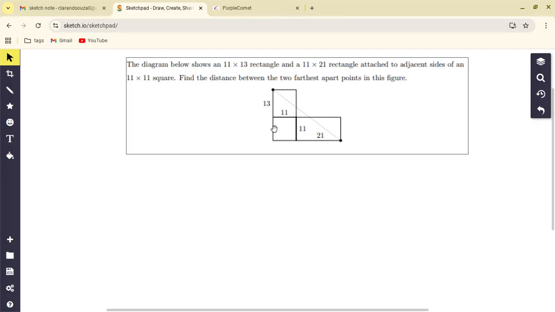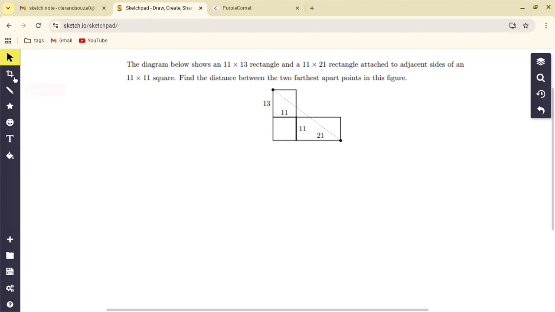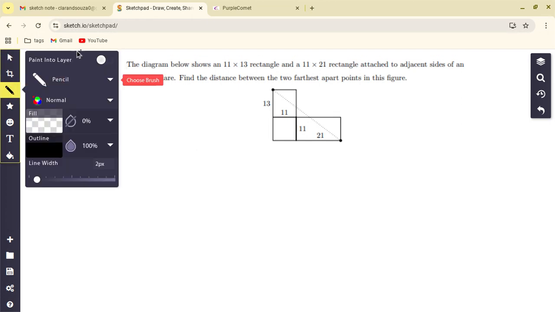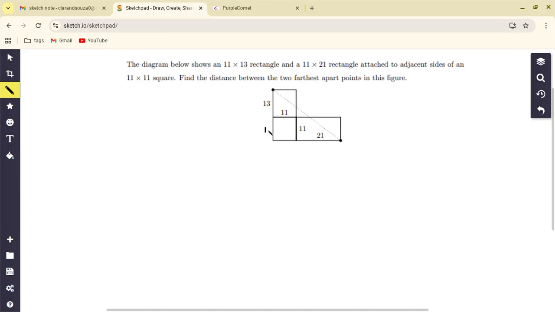So, here are the two furthest points away from each other. Using the fact that this is a square and this side is 11 and this side's 11, we can tell that the other two sides are 11 as well. So that's 11 and that's 11.